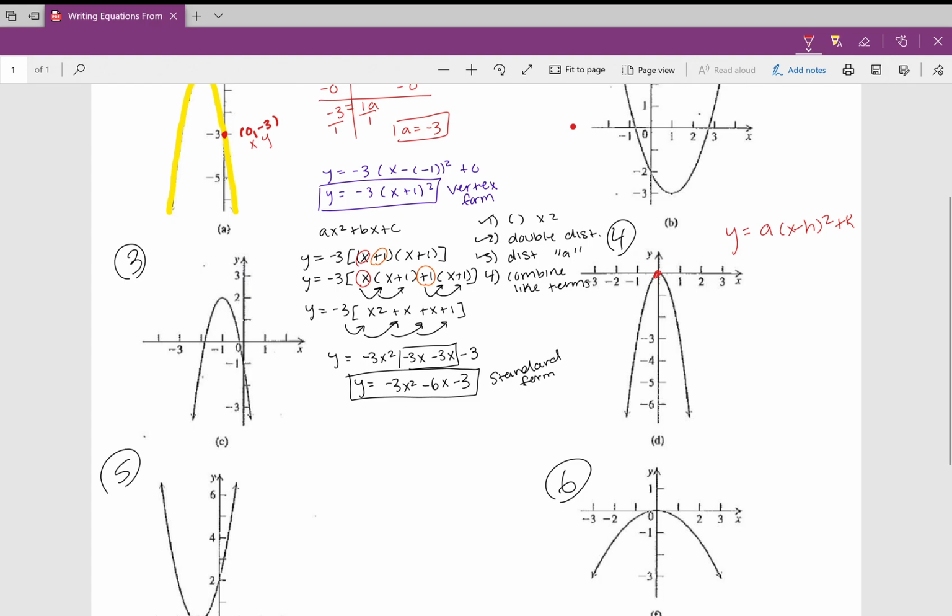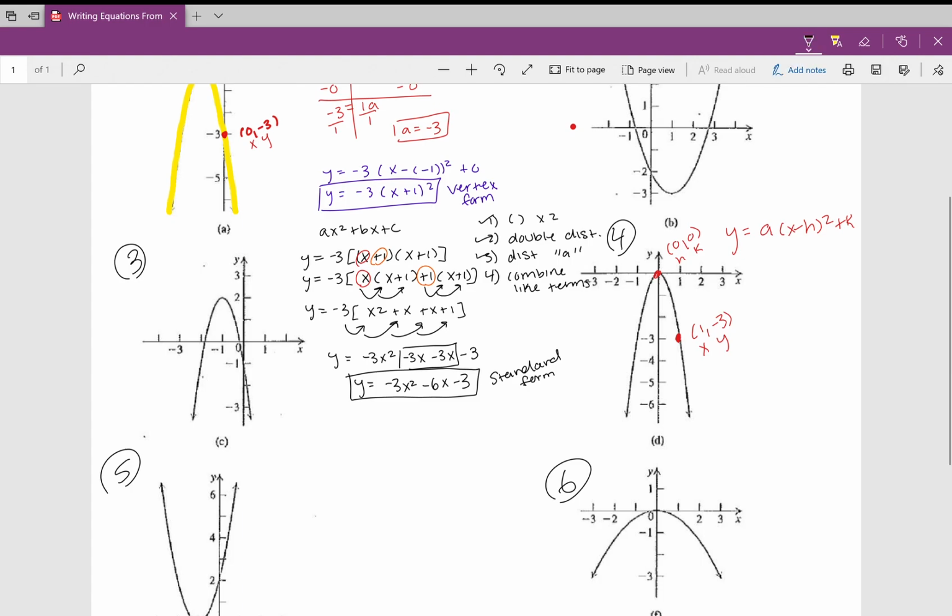My vertex is right here at 0, 0, so this is h and k. And then I don't have any points that cross the y-axis, so I don't have a y-intercept, so I can choose any point I like. So this one looks like a good point right here, 1, negative 3. So this is my x and y. So then I plug everything in.